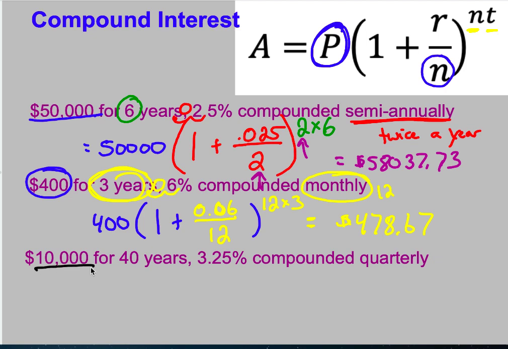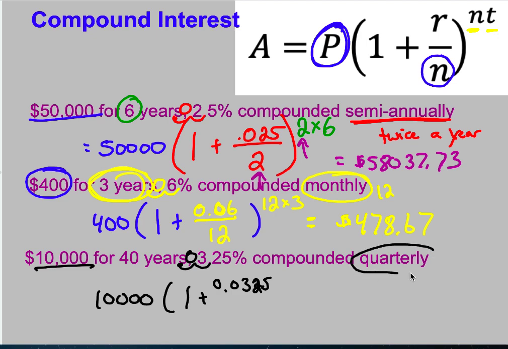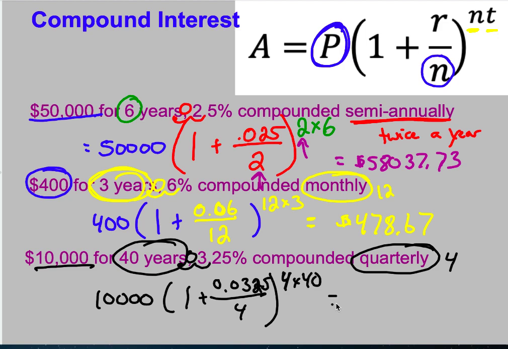So we have an initial value of 10,000. We have a rate of 3.25. So when I make that into a decimal, it becomes 0.0325. It's going to be compounded quarterly. So that means 4 times a year. So I'm going to divide by 4. I'm also going to multiply by 4. My exponent is going to be 4 times the length of time, 40 years. So 4 times 40.